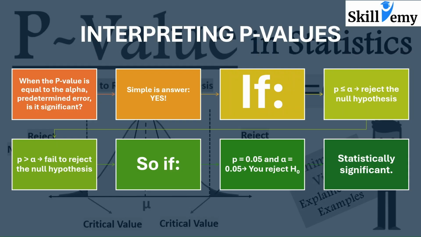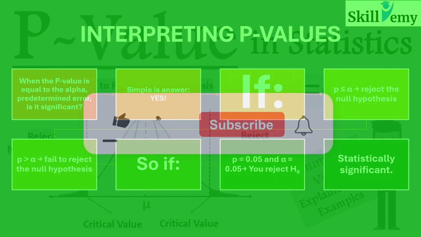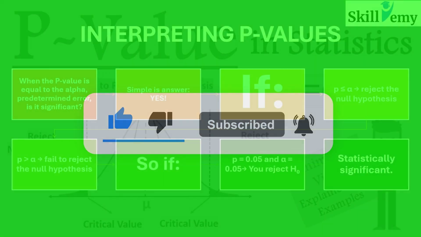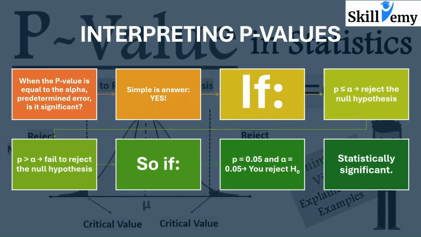But there is a caution here. When your p-value is exactly equal to your alpha predetermined error, in as much as it is significant, it is not strong. So your evidence is not as strong as a p-value that is actually less than your alpha predetermined value. So it is statistically significant, but it is marginal. It is moderate. It is not as strong as a value that, let's say, is 0.01, 0.02, 0.03, or any value that is less than 0.05.